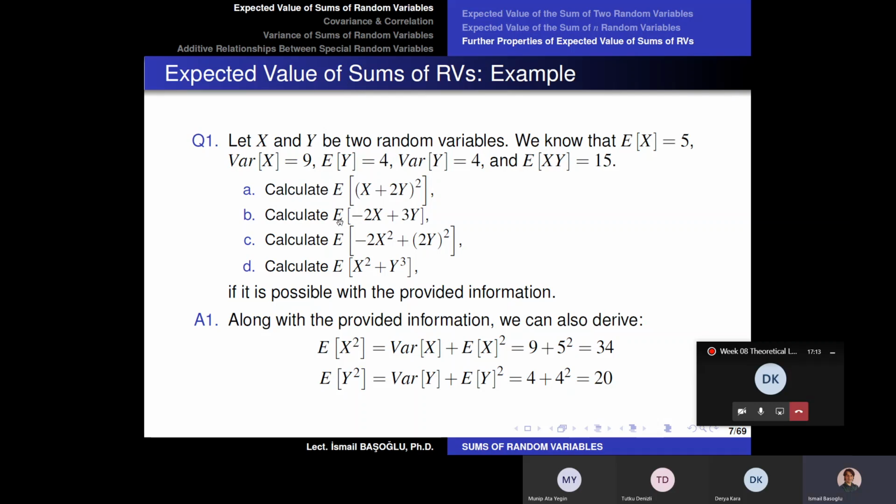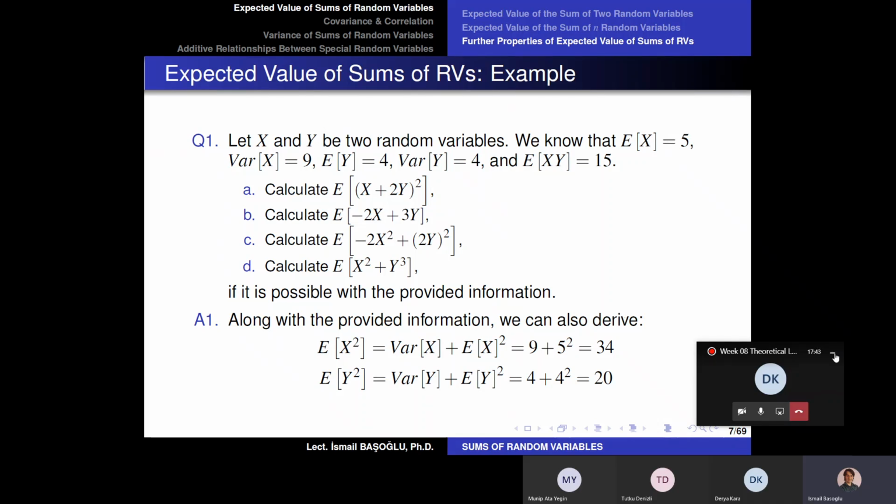Another expectation that we are interested in is the expected value of minus 2x plus 3y. So we have such expectations, and the question tells us: please provide the solution for these expectations, if it is possible. Maybe with the provided information in the question, it is not possible to give answers to some of these expectations, and we are going to see which one we can answer.